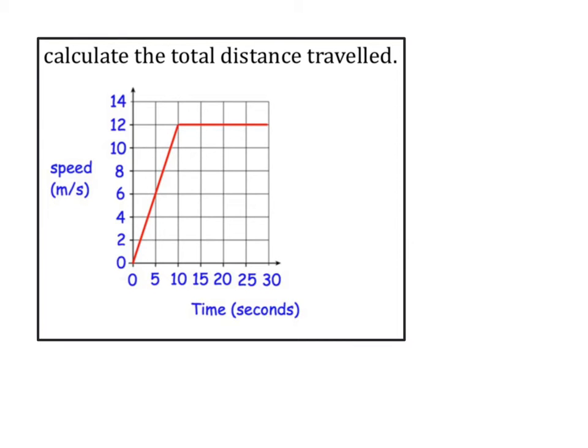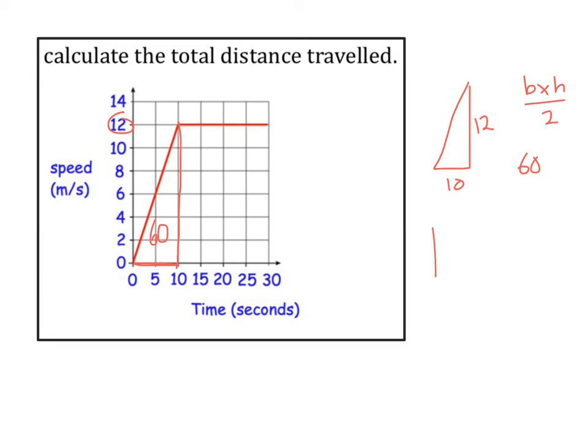So I need to split this into polygons that I can find. So if I split this down here, I've got a triangle and a rectangle. So I've got a triangle where the base is between 0 and 10, so that's 10, and the height is between 0 and 12. So the area of this triangle, base times height divided by 2, so that's 10 times 12, which is 120, divided by 2 is 60.